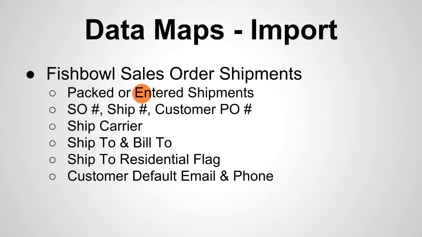Secondly, we also send down the sales order number, the shipment number, and the customer PO as separate notes in the ShipWorks Integrator. We also send down the shipment carrier, the ship to and bill to, and the ship to residential flag. Now, this is important for FedEx and UPS to be able to rate accurately whether an address is being sent to a business or residence. And finally, we pull in the customer default email and phone. Now, all of this data can be changed for your installation, and that's covered in our 1-hour implementation call.